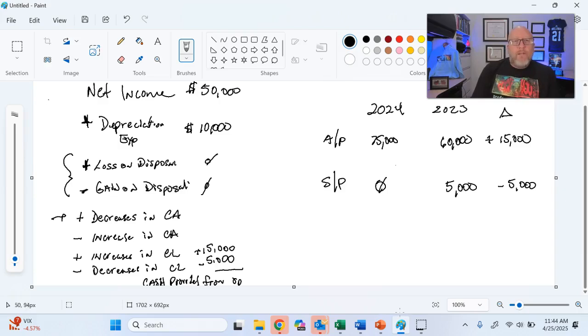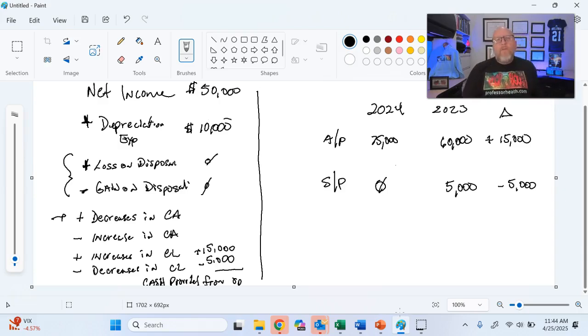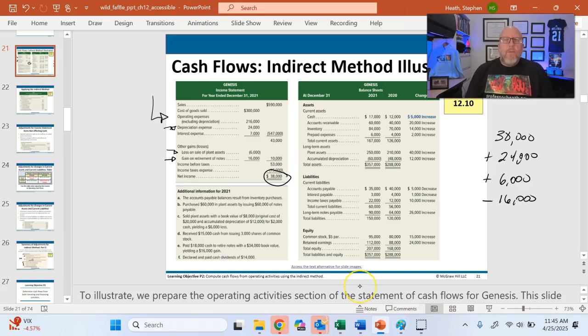I would definitely not memorize, but have this formula with you while you're tackling this chapter. Okay, then we can go back.